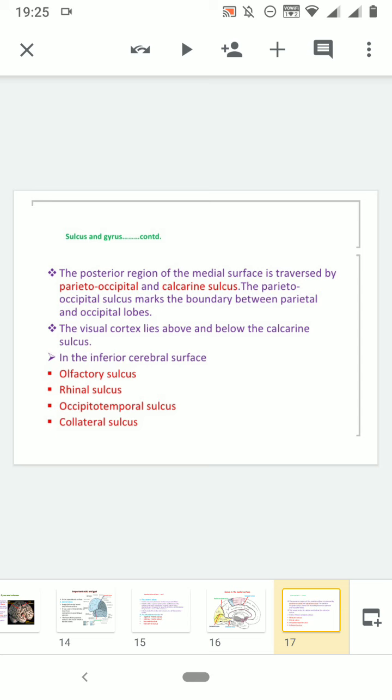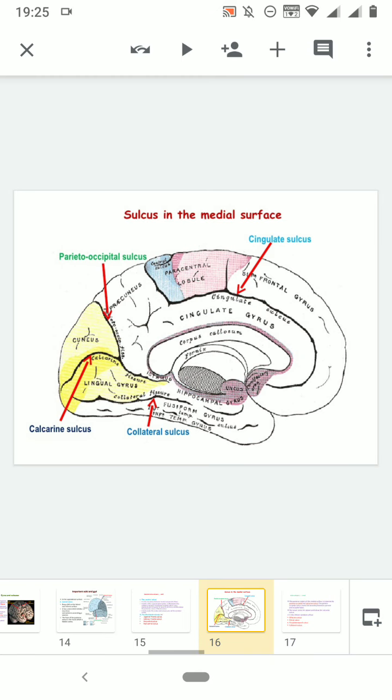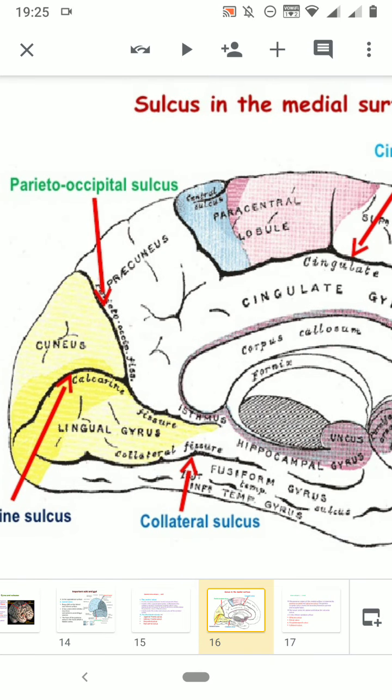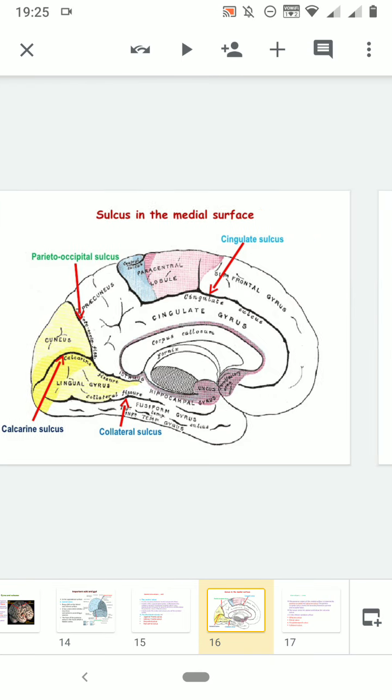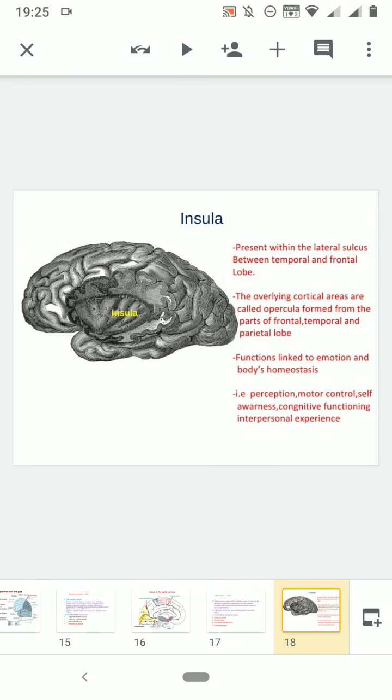In the inferior surface, we can see the collateral sulcus, which we have shown you, olfactory sulcus, occipitotemporal sulcus. So some of the important sulci. Now the most important thing is that the visual cortex lies above and below the calcarine sulcus, which I have shown you in dark yellow color. Okay. So next slide, we are going into the insula.